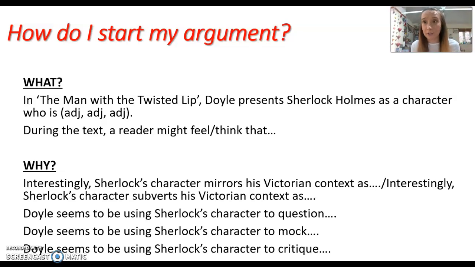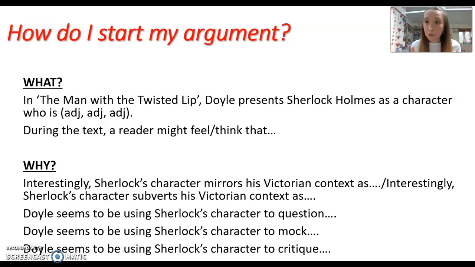So I've suggested if you are stuck, start with the what, and you could use this sentence starter. In The Man with the Twisted Lip, Doyle presents Sherlock Holmes as a character who is, and then adjective, adjective, adjective. So your first sentence is literally just that with your 3 chosen adjectives, and you can borrow mine if you really want to. During the text, a reader might feel or think that, and then you can just say what our overall impression of Sherlock is. How do we view him? What do we think about him?